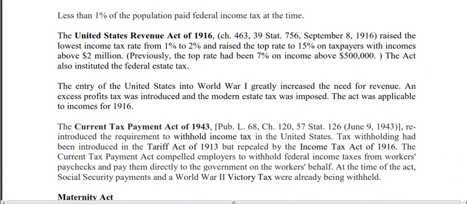The United States Revenue Act of 1916 raised the lowest income tax rate from 1% to 2% and raised the top rate to 15% on taxpayers with incomes above $2 million. Previously, the top rate had been 7% on income above $500,000. The Act also instituted the federal estate tax. The entry of the United States into World War I greatly increased the need for revenue. An excess profits tax was introduced and the modern estate tax was imposed. The Act was applicable to incomes for 1916.